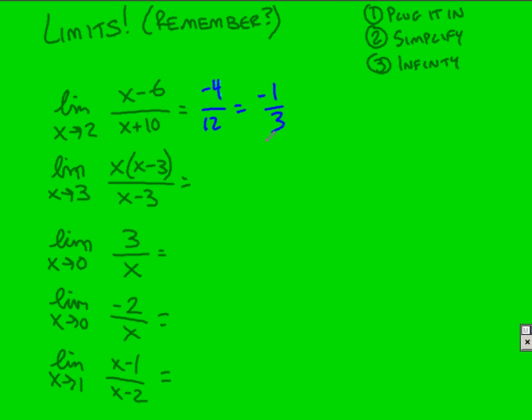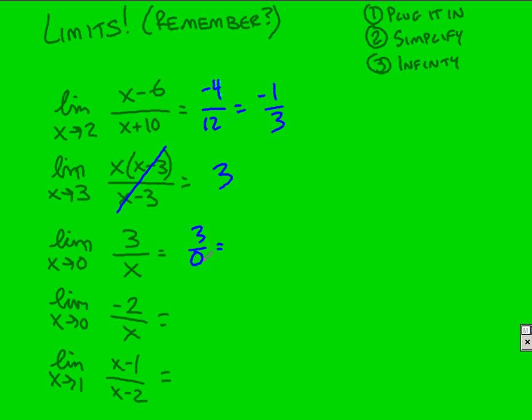And this one, if I plug in 3, I'm dividing by 0. But I could cross out these things that cancel, and now I can plug in and just get 3. In this one, limit as x approaches 0, 3 divided by 0, we said we can't do. That's undefined.